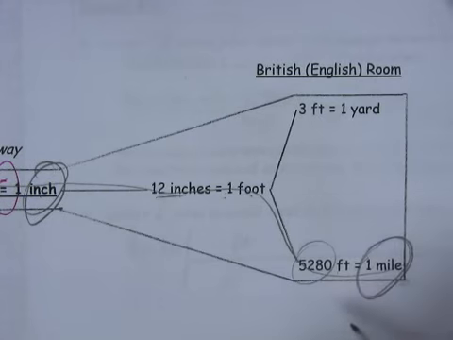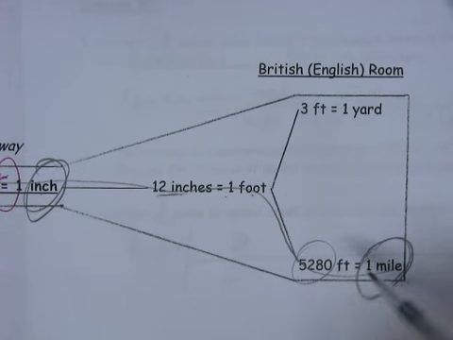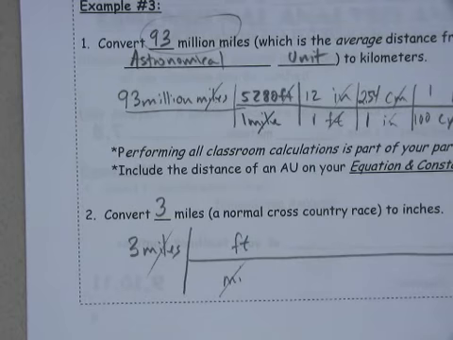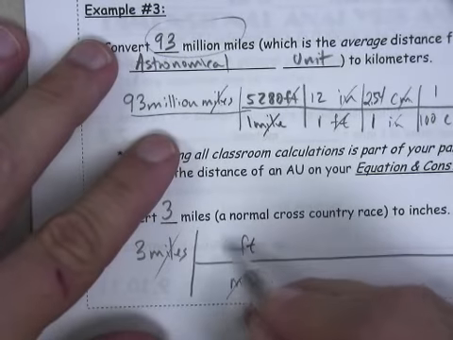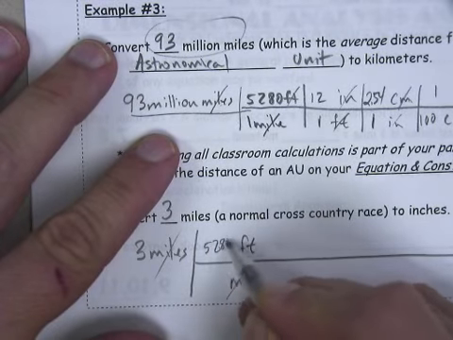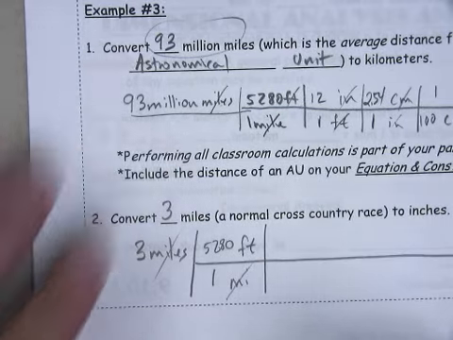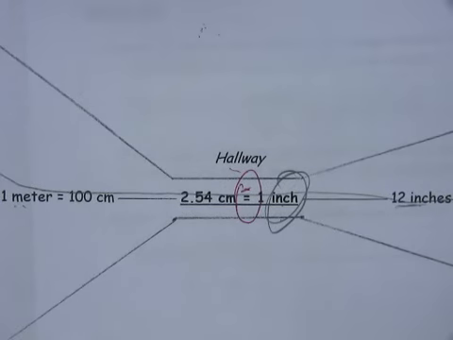Okay, now look at this 5,280. It's next to the foot. It goes with the foot. So wherever the foot goes, the 5,280 goes with it. So since the feet are on the top, I'll put 5,280 feet on the top and the mile on the bottom. Next one is to go from feet to inches.